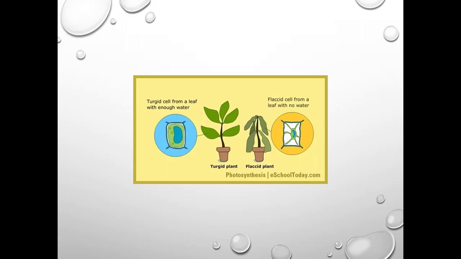And here's another picture of that. There's the turgid cell from a leaf that has enough water. And then on the right, you see that there are flaccid cells that have no water. And so the plant can't stand up.